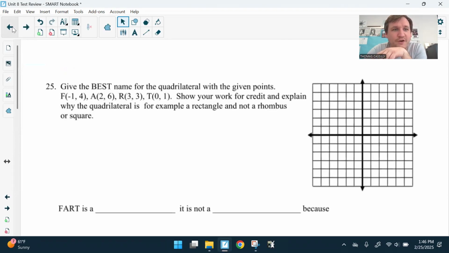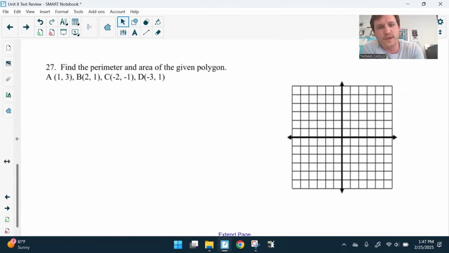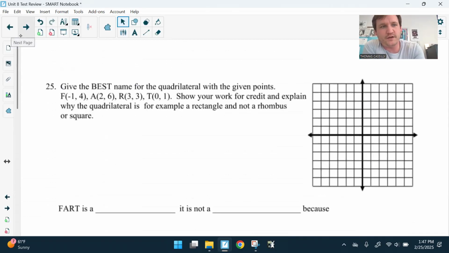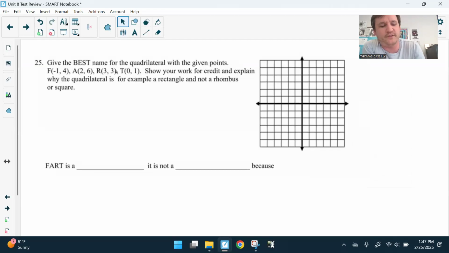We are working on our Unit 8 test review, right? This is page 4. Looks like we got a lot of graphing going on here. So let's get to it. All right. We need to give the best name. When we graph these things, we have to classify them. So think of the best name.